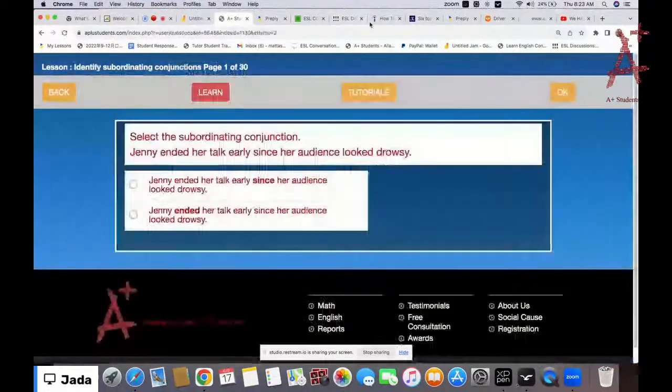All right, so we have 13 questions here from the test, and then we will try to do a few together. Jenny ended her talk early since her audience looked drowsy. So now select the subordinating conjunction. So, since. All right, so this is it here.